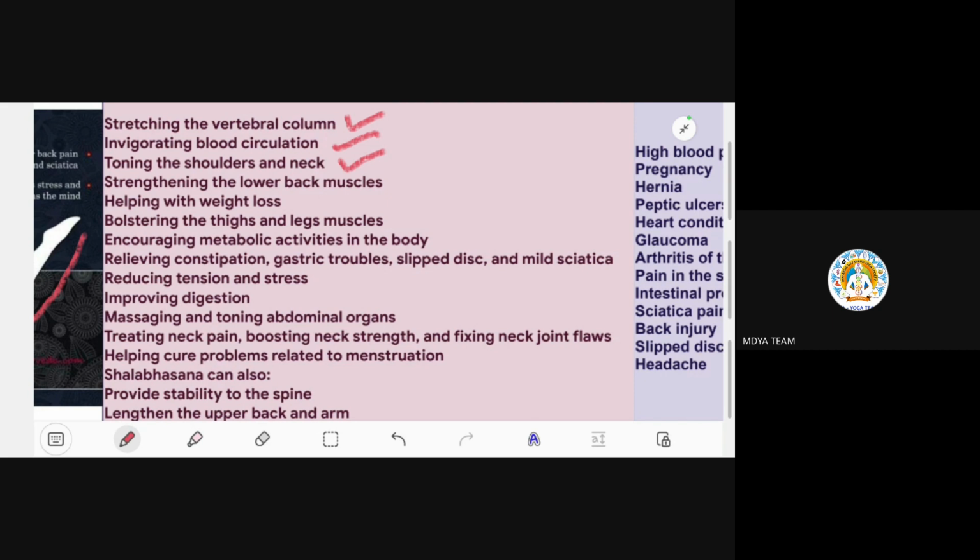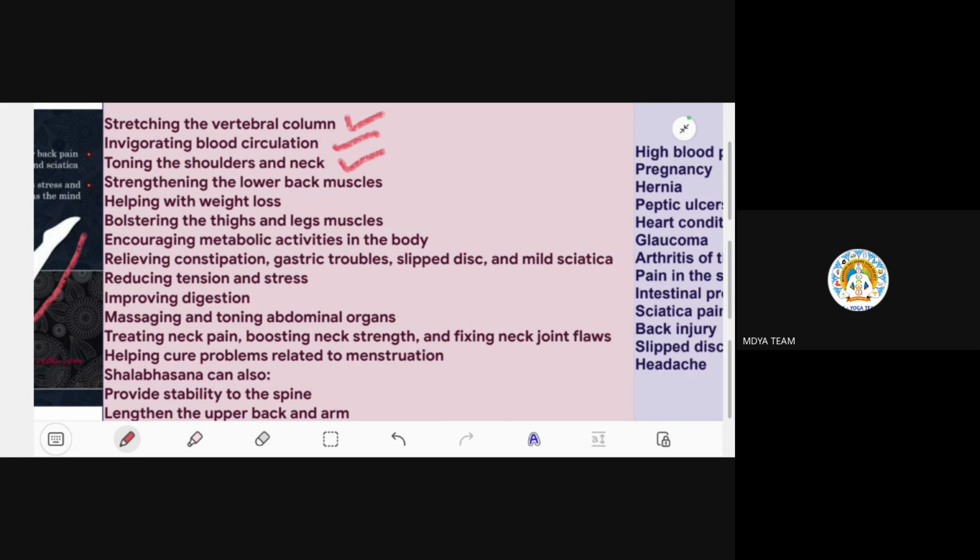Those who are suffering from a cervical problem, should they do this or not? They should not practice this if someone is having a cervical problem. Strengthening the lower back. One should not raise the head in this, only raise the lower body. Exactly. Okay.